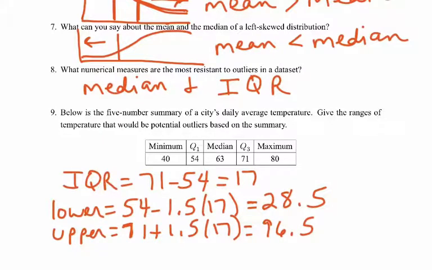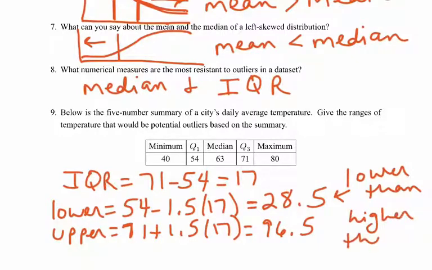So what would be considered outliers? Anything lower than 28.5 or anything higher than 96.5. So any temperature above 96.5 or below 28.5 would be considered an outlier in this particular data set.